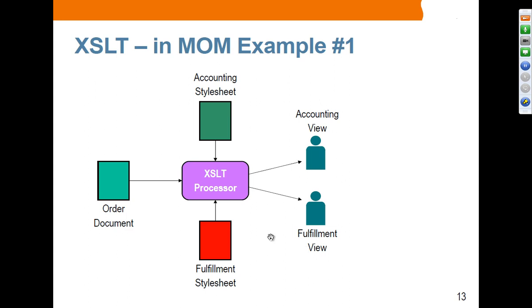So here we have received the order document, okay, and depending on the view, the fulfillment organization and accounting organization want to see this order document differently. So in that case, we could use the accounting style sheet to transform this order document to the accounting view, and the fulfillment style sheet will transform this order document to meet the need of the fulfillment organization.